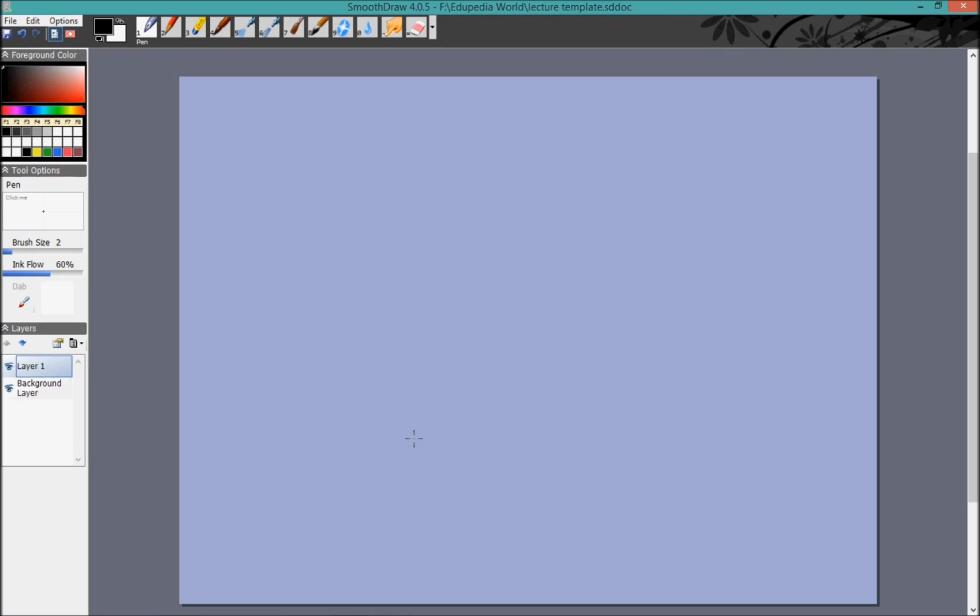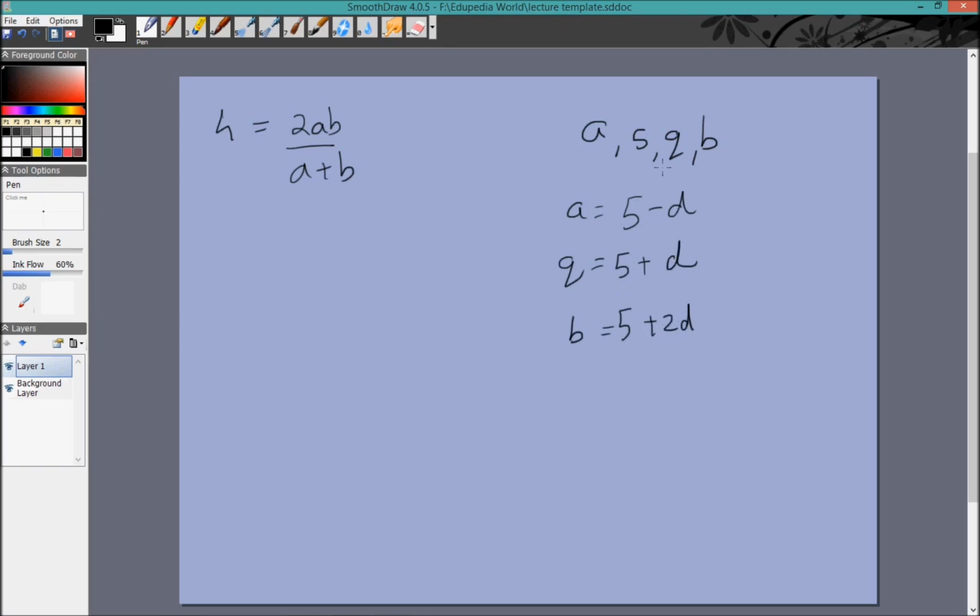D part, we are given that the harmonic mean of two numbers A and B is 4. So 4 is equal to 2AB by A plus B. And we are given A, 5, Q and B are in an arithmetic progression. So we can take A to be 5 minus D, we can take Q to be 5 plus D, and we can take B to be 5 plus 2D. Everything with respect to 5, because 5 is the known quantity, right? And we'll just substitute these here.